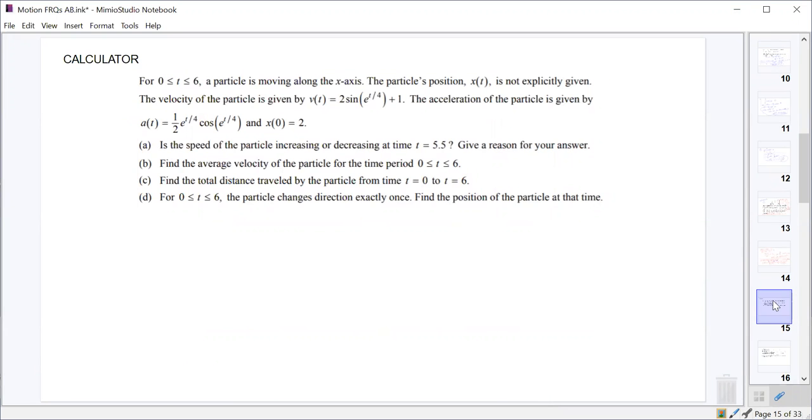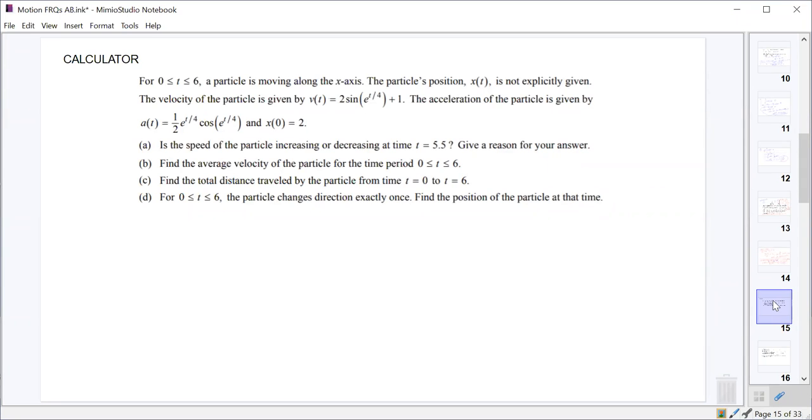All right. Let's see, this is probably the last one we have time for today. So for 0 to 6, we've got a particle moving along the x-axis. Given we don't have an equation for the position, but we have one for the velocity. We're also given one for the acceleration, and we're also given an initial position. These should be getting pretty easy, I hope.